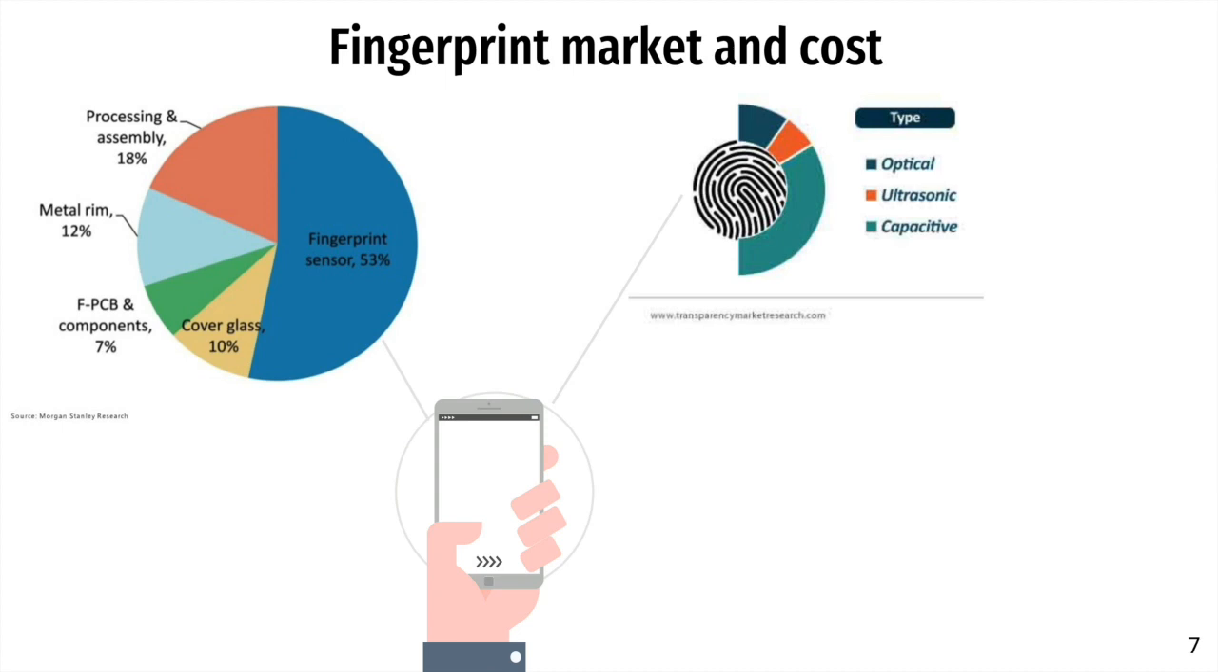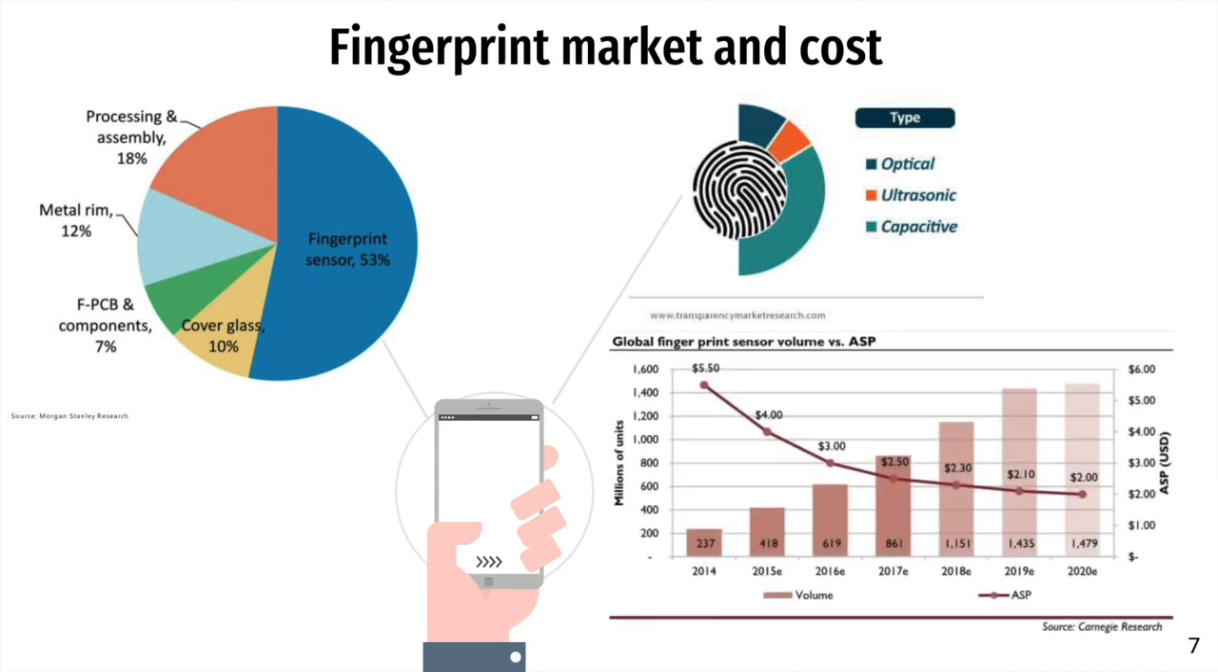The fabrication of a fingerprint sensor involves various components and processes, each contributing to the overall cost of production. These percentages reflect the significance of the fingerprint sensor as the primary component driving the cost with 53%, followed by the processing and assembly stages with 18% that ensure the sensor's proper integration and functionality.